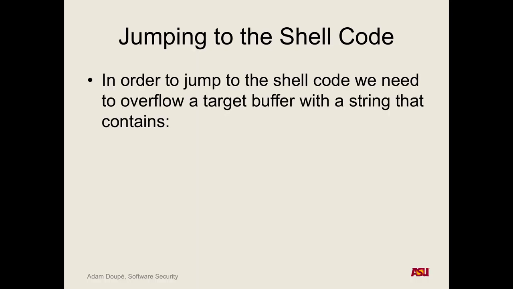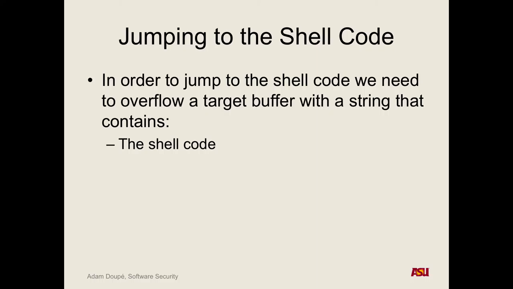So what we need to do is overflow a target buffer with a string that contains what? What do we need inside the process's memory to execute shell code? We need the shellcode itself, exactly. We need the shellcode somewhere in memory, and that memory region better be executable, right? If it's not an executable memory region, then you can't execute that code. So we need it to be executable, and then we need to change the saved EIP on the stack to be the address where our shellcode is located.